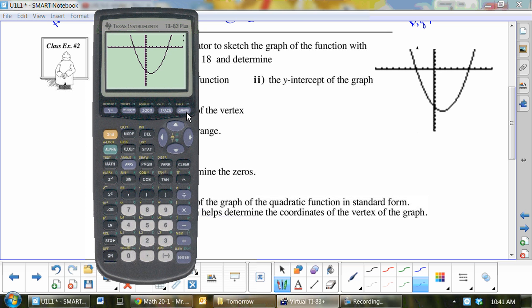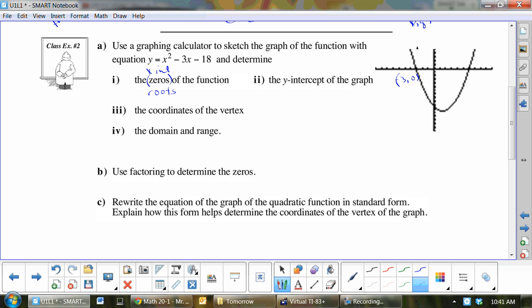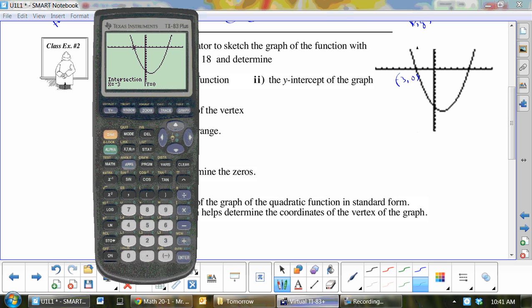So then I hit graph again, and you won't see it, because it's on the x. But then I can hit, which one of these now? Intersect. And then it is a lot easier, because all you have to do is get over there and hit enter three times, right? Okay, so negative 3, 0 is this one. Okay, the other one, I'm going to hit second trace again and intersect, and I'm just going to head over there. Now, the closer you get to it, the more accurate an answer it is.